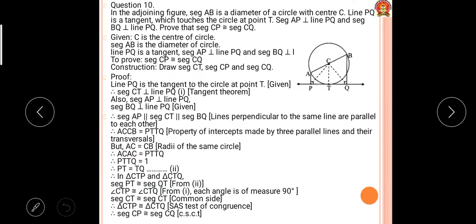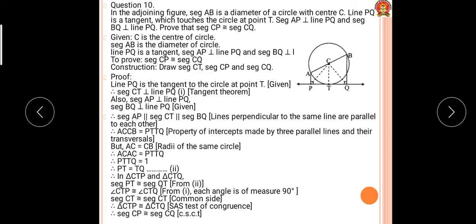Now question number 10. In the adjoining figure, segment AB is a diameter of a circle with center C. Line PQ is a tangent which touches the circle at point T. Segment AP is perpendicular to line PQ, and segment BQ is also perpendicular to line PQ. Prove that segment CP is congruent to segment CQ.